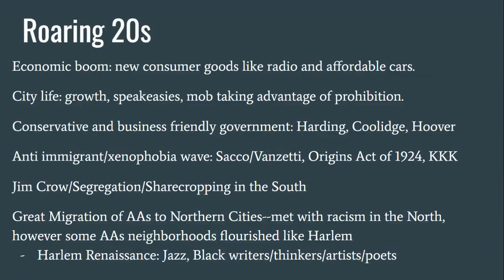First, let's take a look at the previous decade to set up our topic. The Roaring '20s are known as the decade of economic growth due to new consumer goods like radios and affordable cars. Cities were alive with development, and there was a thriving underworld of speakeasies and the mob taking advantage of Prohibition.